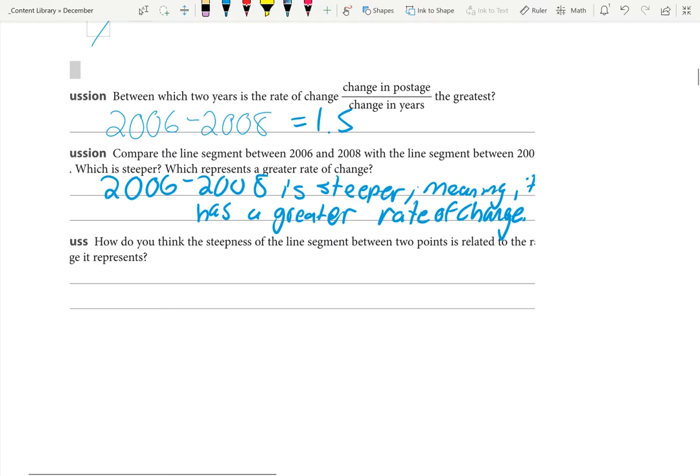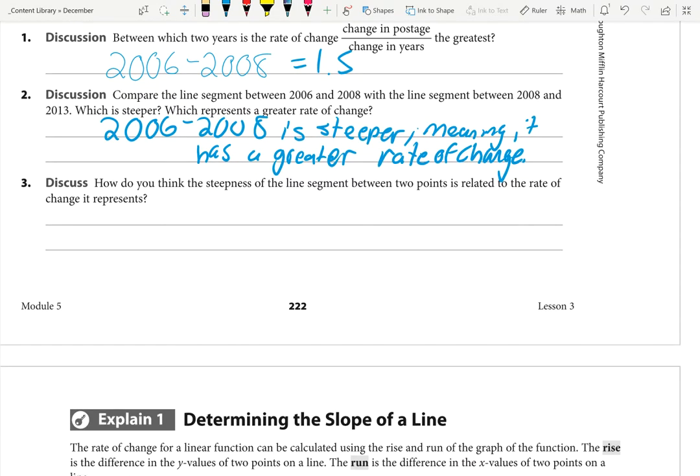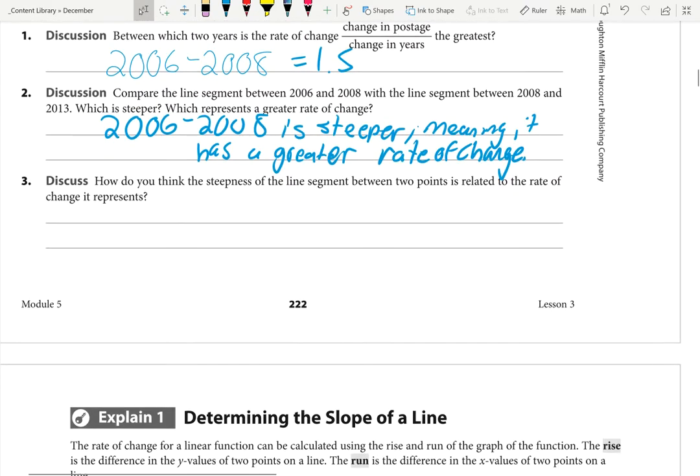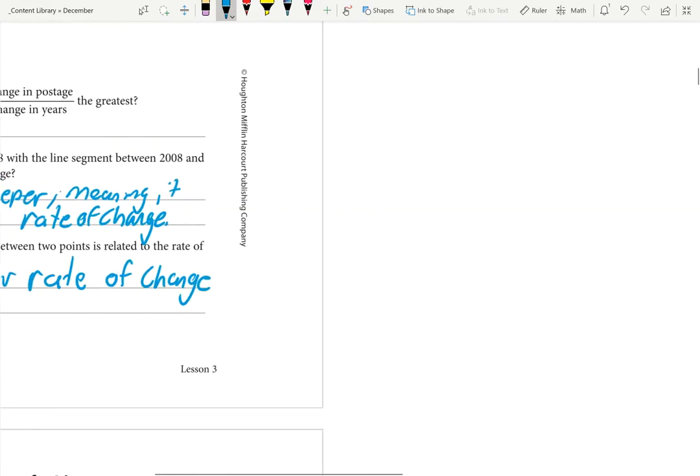Now, how do you think the steepness of the line segment between 2 points is related to the rate of change it represents? So we've already mentioned that the steeper it is, the larger the rate of change. That's the main takeaway from this.